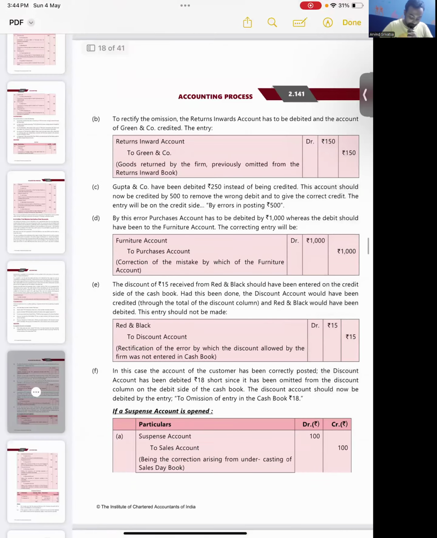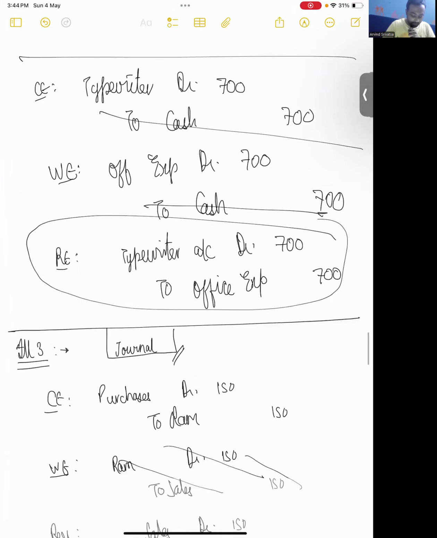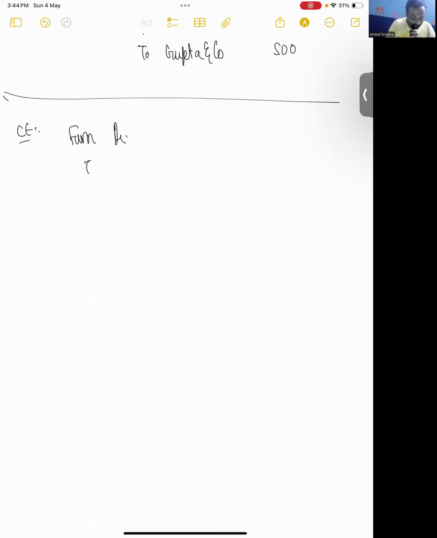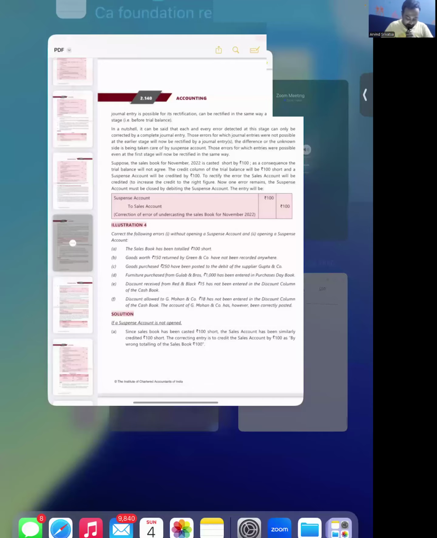Perfect, sir. Okay. Furniture purchased from Gulab and Bros. 1000 has been entered in purchases table, guys. Very simple one. This is very simple compared to the last one. So correct entry: furniture debit to Gulab. Wrong entry: purchases debit to Gulab. So when you reverse, Gulab will be debited, purchase will be credited. So here Gulab and Gulab will get cancelled. Rectification entry: furniture debit to purchases. So this was easy, guys. So I did this really quickly.